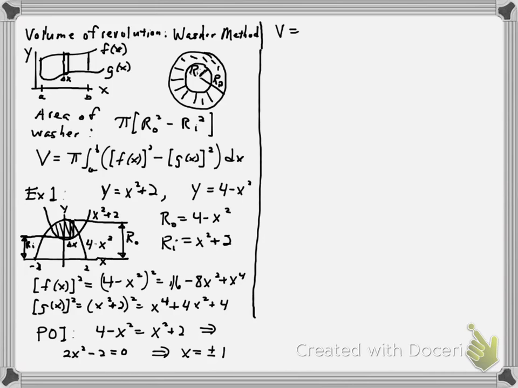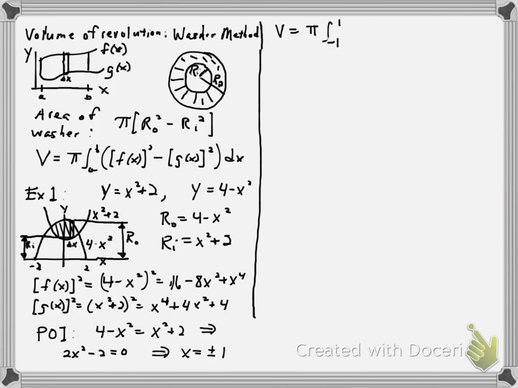So our volume is equal to pi times an integral from minus 1 to 1 of f of x squared minus g of x squared. Let's go back and see what that's going to be. So here we have f of x squared and g of x squared. If we subtract the two, we can actually subtract the two as we see them here.